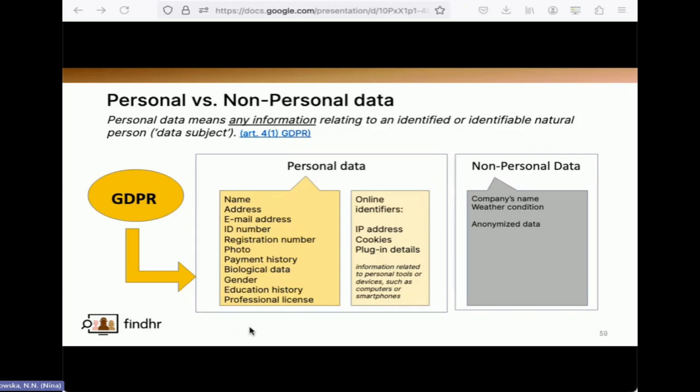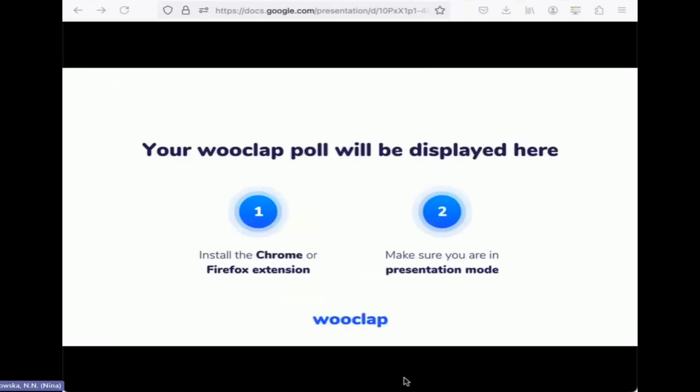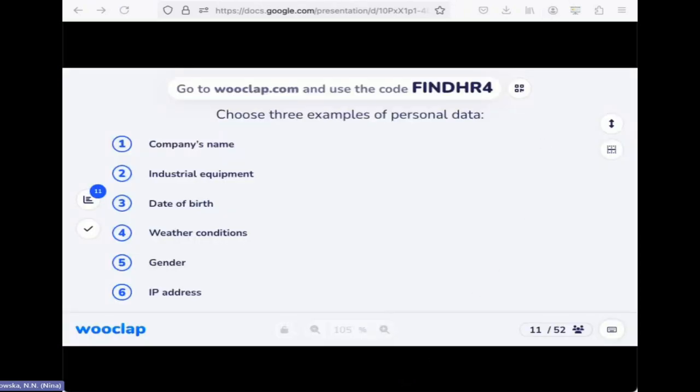And just to make sure that this broad concept of personal data is clear for you, let's take a quiz. I think it works. Yes, I think so. I think you can see. I think you know what to do already. So choose 3 examples of personal data from the ones that you see here.